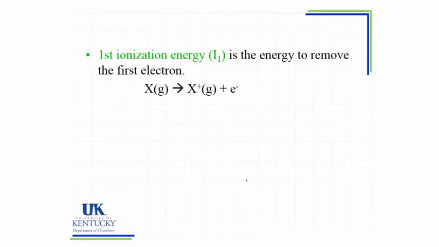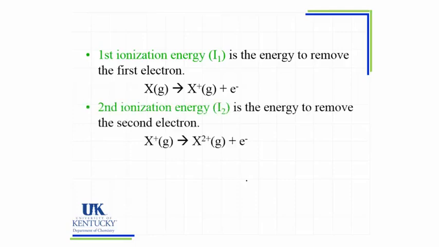That's right here on this slide. First ionization energy, which is I1, is the energy to remove the first electron. But we could also talk about the removal of a second electron. So if we start out with a cation already, we've already removed one electron, and we're going to go in there and pull the next available electron out. This would be the second ionization energy.